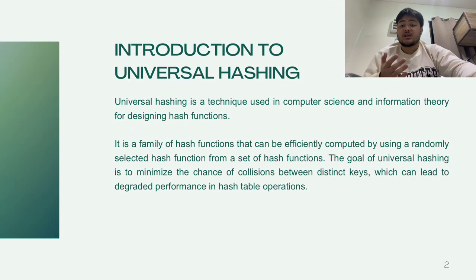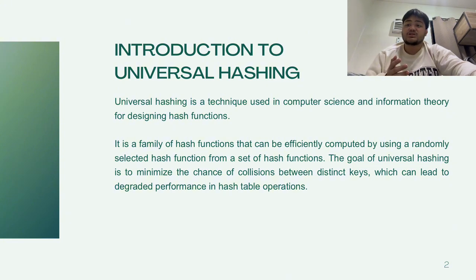Today, we'll be discussing universal hashing. Universal hashing is a technique used in computer science and information theory to design better hash functions. Instead of using just one fixed hash function, universal hashing uses a family of hash functions and randomly selects one. The main purpose of universal hashing is to reduce collisions, which happen when different keys produce the same hash value. By minimizing collisions, hash table operations like searching, inserting, and deleting become more efficient and reliable.